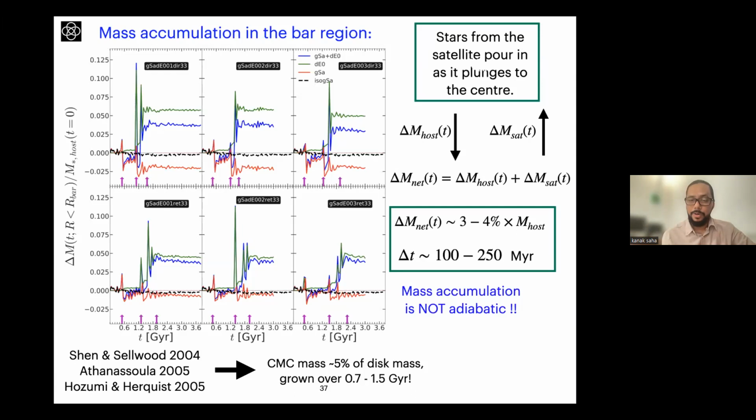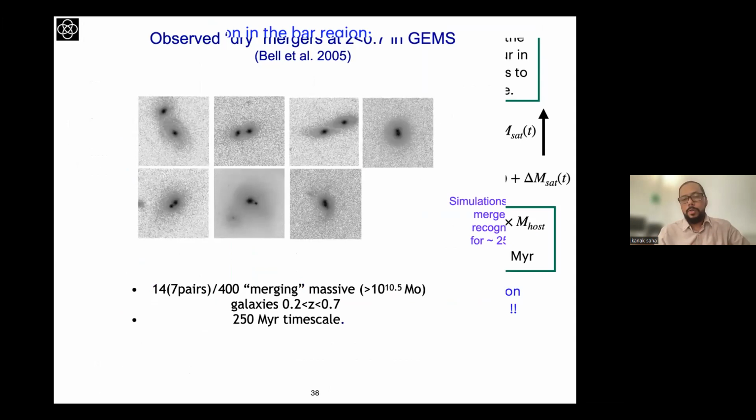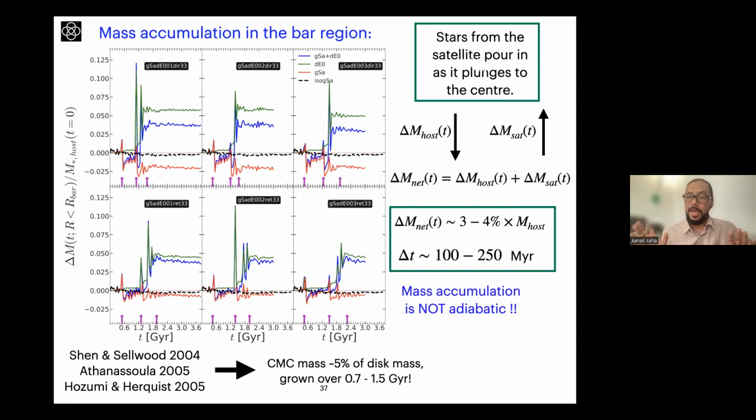But what is happening here is that, remember when I talked about the survival of the bar, the CMC in previous simulations also needed about 3% of the disk mass. But since they grew it adiabatically, over a longer period of time, slowly, the bar probably did adjust. In the case of minor mergers, everything happens in a very short period of time, so it is not adiabatic at all. That is exactly the case I was talking about in the previous simulation, when the clumps merge. So maybe the proper orbital adjustment is not possible. In our case, the delta T is only about 100 to 200 mega years, a very short time for accumulating this mass.